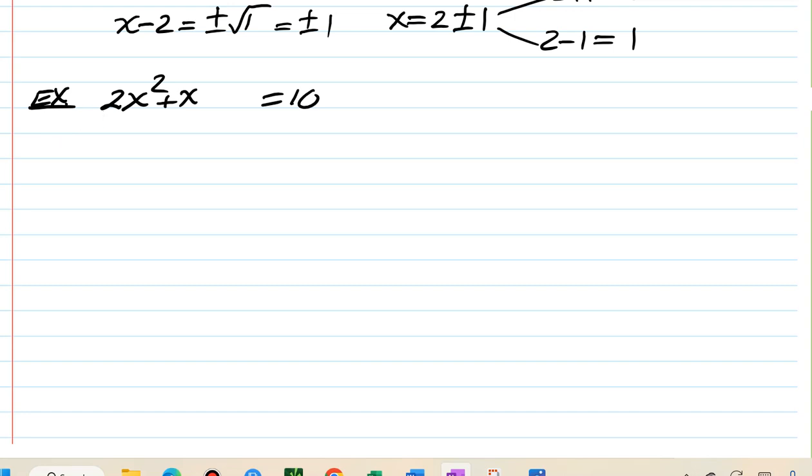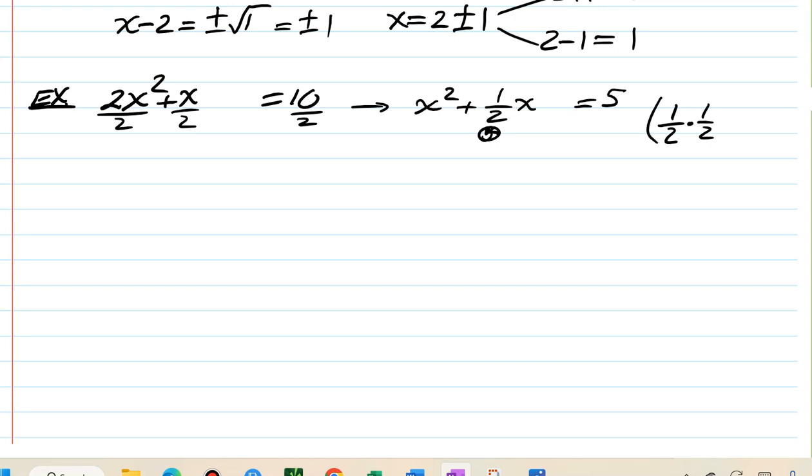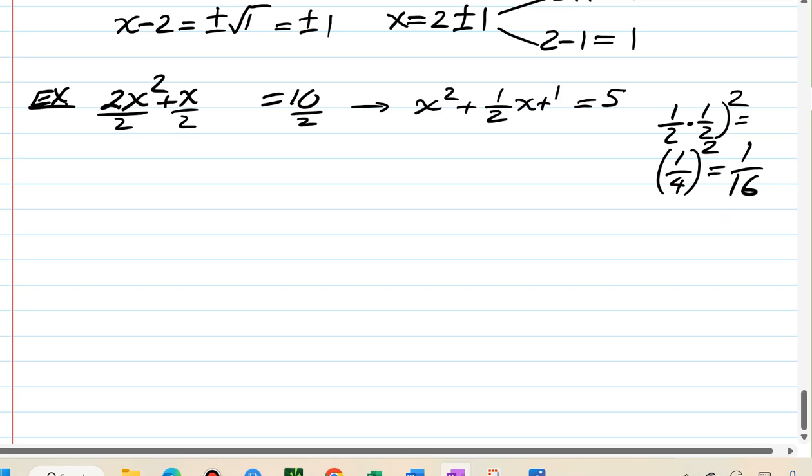Therefore, we must divide everything by 2. Divide by 2, by 2, and by 2. This is going to become x squared plus 1/2 x equals 5. What we add to both sides is 1/2 of this number, which is a half itself. So it's half of half, squared. Half of half is 1/4. 1/4 squared is 1/16. Now 1/4 is what's going to be inside the binomial. But first I need to add 1/16 to both sides. So here's plus 1/16, plus 1/16.